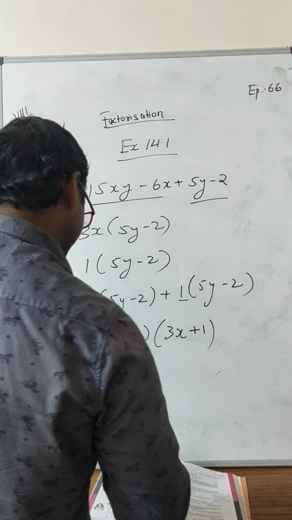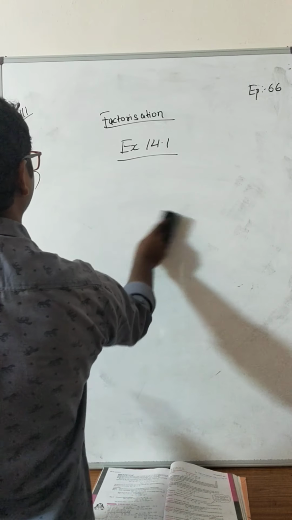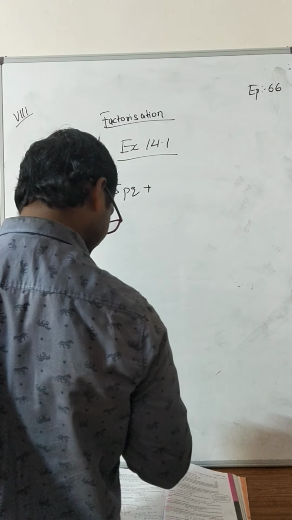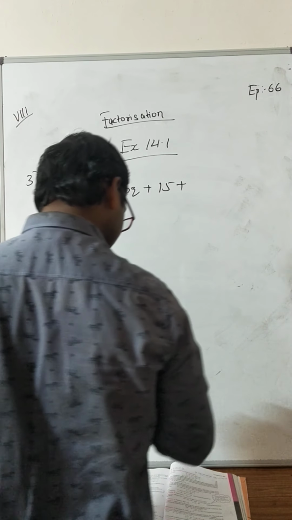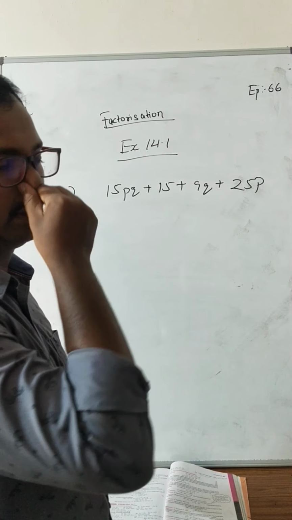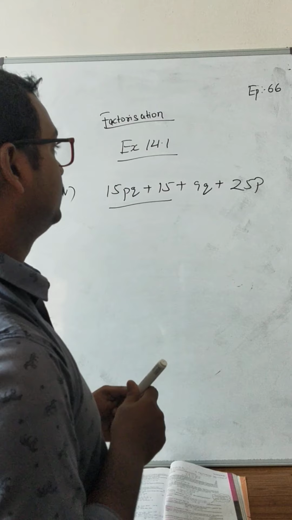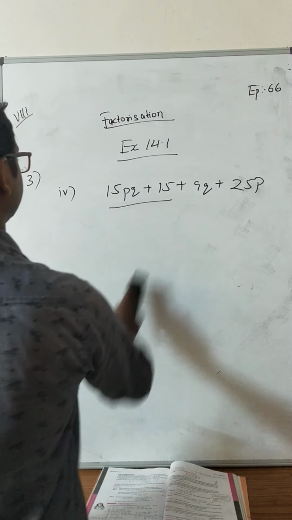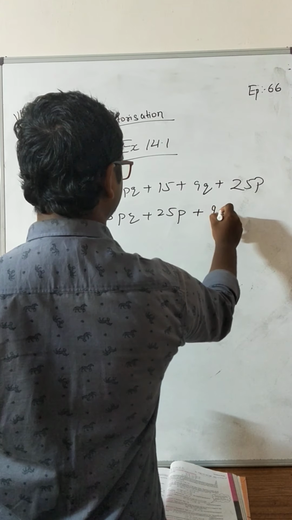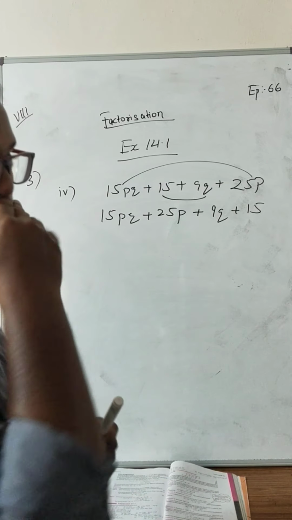Okay students, now look at the fourth one. The fourth one is 15pq plus 15 plus 9q plus 25. So students, in this question, if I take these two together, I will not get a right answer. So instead of taking these two, I am going to rearrange them like this: 15pq plus 25p plus 9q plus 15. See, I brought these two together and these two together. Okay, I have rearranged the entire equation.